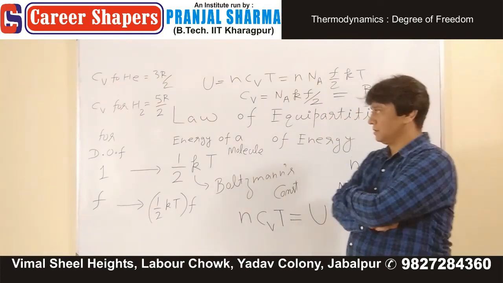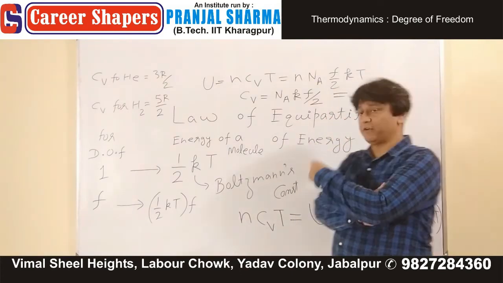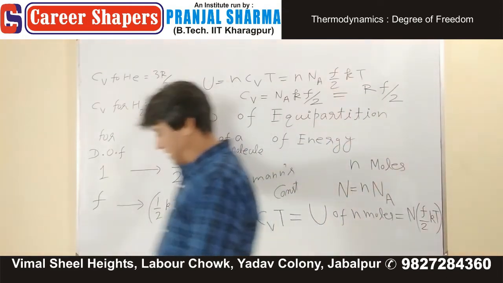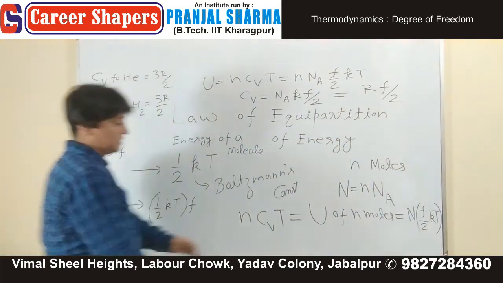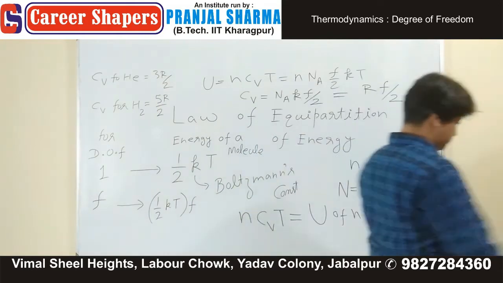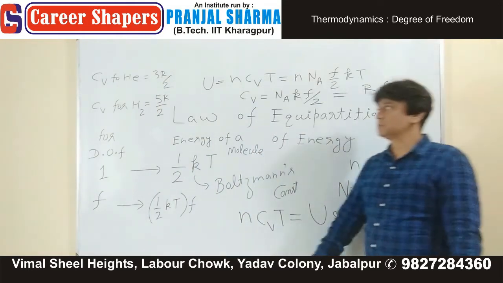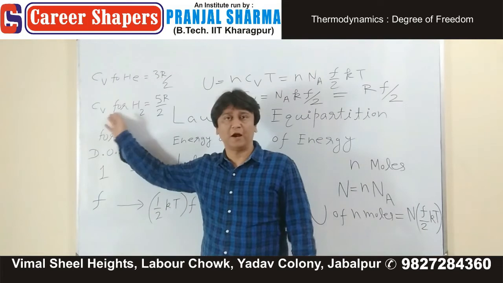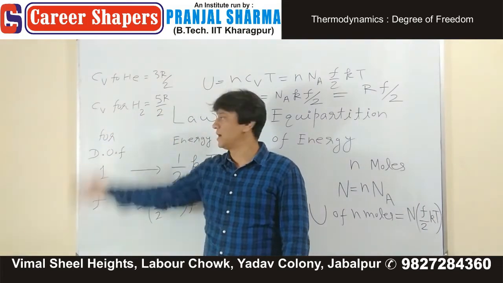Similarly, Cv for any type of diatomic gas is 5R by 2.